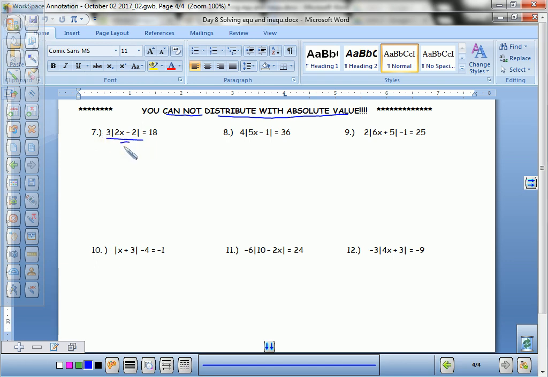So step 1, divide. Because right now it's 3 times an absolute value. So we're going to have to divide. Now the 3's are going to cancel. And I'm left with the absolute value of 2x minus 2 is now equal to 6. So our goal to get the absolute value by itself, our step 1, isolate the absolute value part, has been accomplished. Now it works just like the first 6 we did. Okay, so let me see you do it.